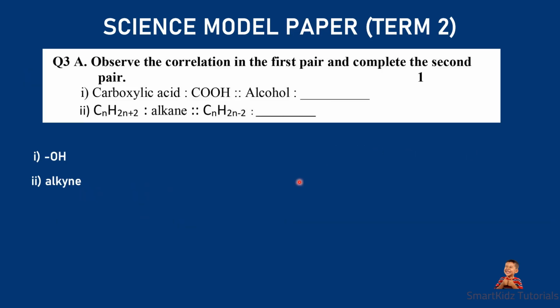So with this we complete question 2. Which means we have completed 20 marks paper. Question 3a, observe the correlation in the first pair and complete the second pair, is for 1 mark. First one is carboxylic acid. The functional group is COOH, and for alcohol it is OH. Here the general formula is given for alkane, CnH2n+2. This is for alkyne, CnH2n-2.